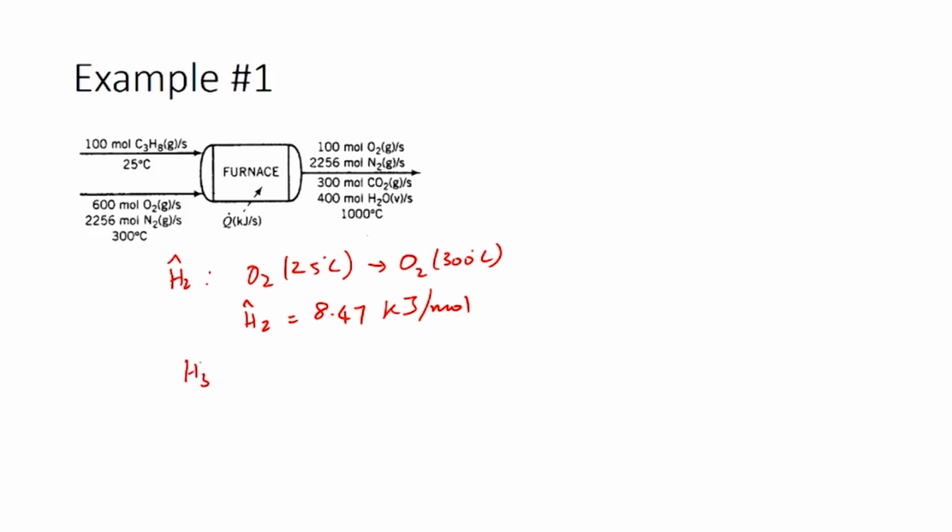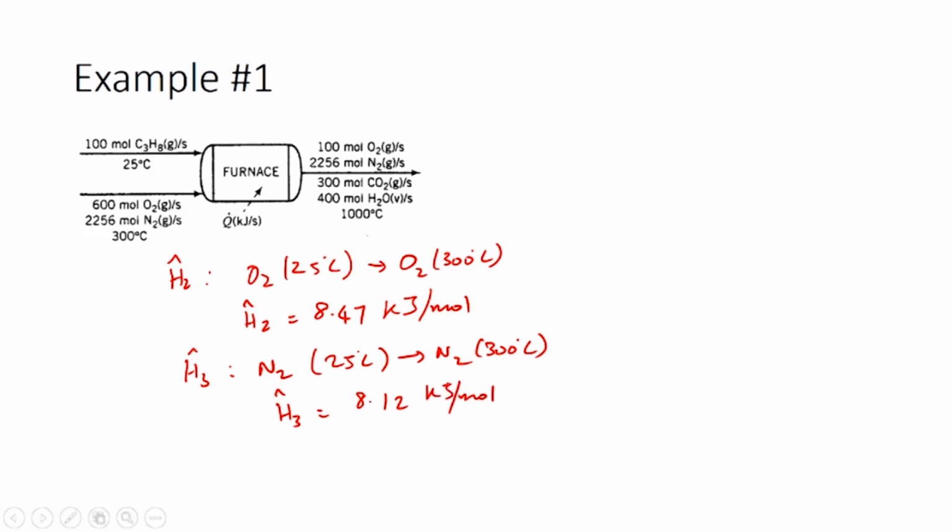So, now similarly we can calculate H3 cap. H3 cap would be nitrogen going from 25 degrees Celsius to nitrogen at 300 degrees Celsius. So, your H3 cap would be equal to 8.12 kilojoules per mole, and again this can be obtained from the enthalpy table for combustion gases. So, what about H4 cap?